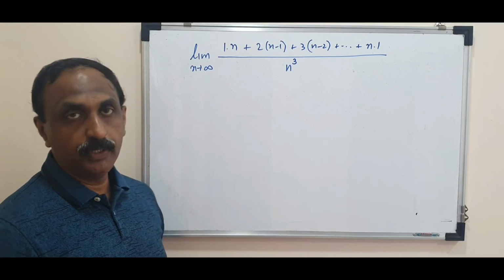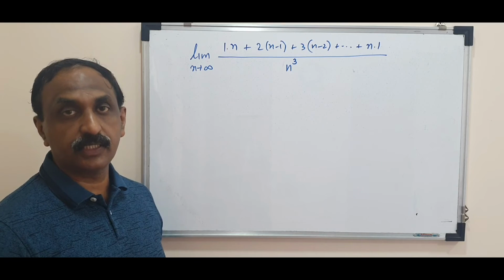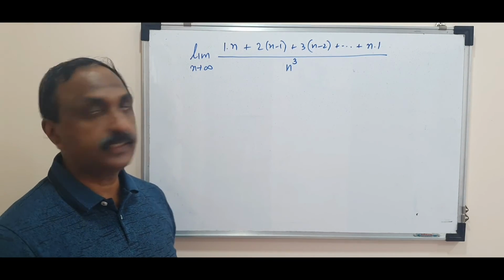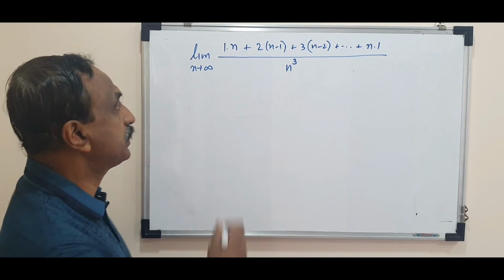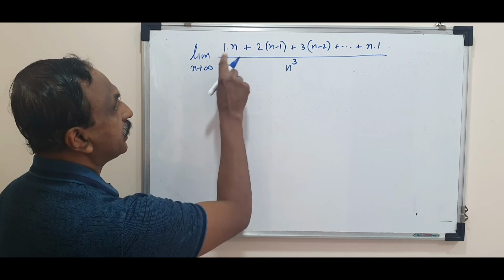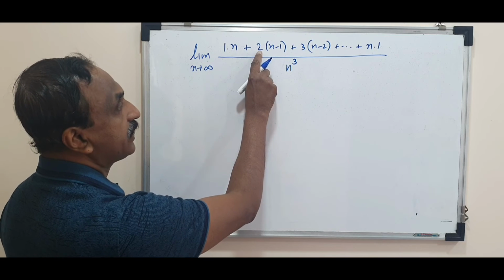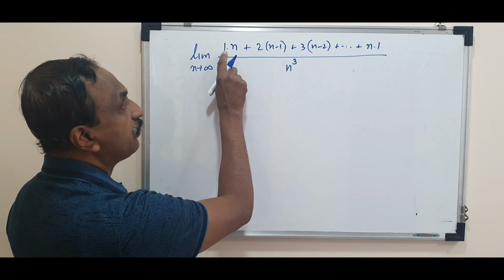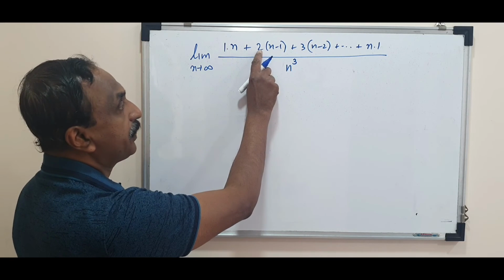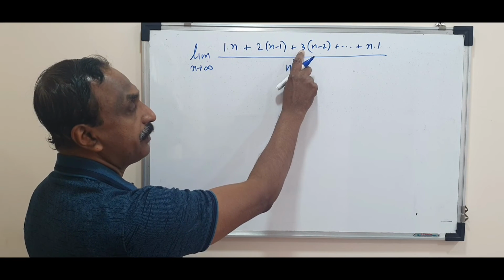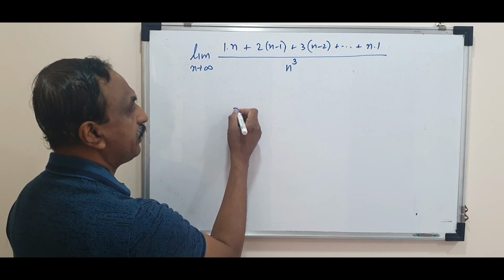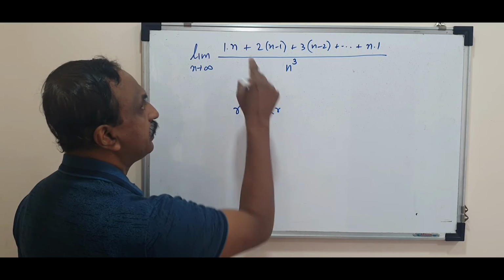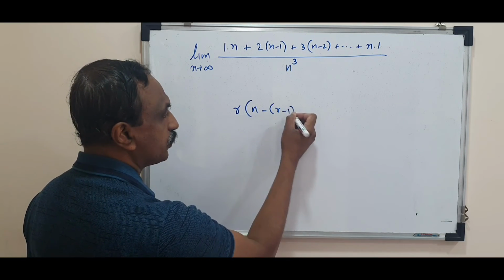Let's have a look at this problem. This is a continuation of the sequence and series chapter when we did summation of series. So the numerator is a series, so we'll need to use summation of series. The numerator's rth term: first term is 1 into n, second term 2 into n minus 1, third term 3 into n minus 2. So term number 1, it is n. Term number 2, 1 is subtracted. Term number 3, 2 is subtracted. Term number r: r into n minus (r minus 1).